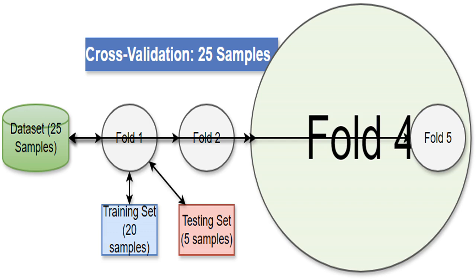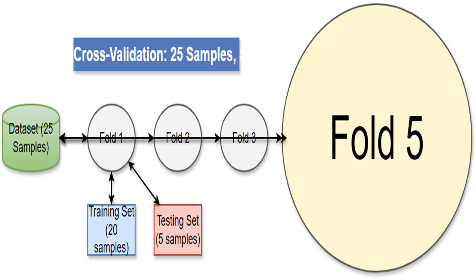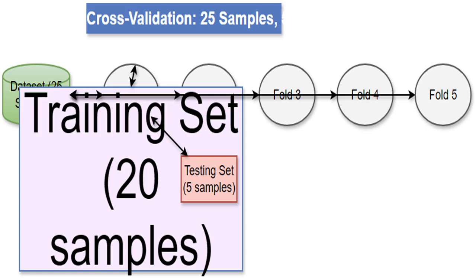Another independent iteration. The last group, similar to the previous folds. The results from all 5 folds are usually aggregated to provide a more robust estimate of the model's performance. One more independent iteration. In each fold, the training set includes 20 out of the total 25 samples.